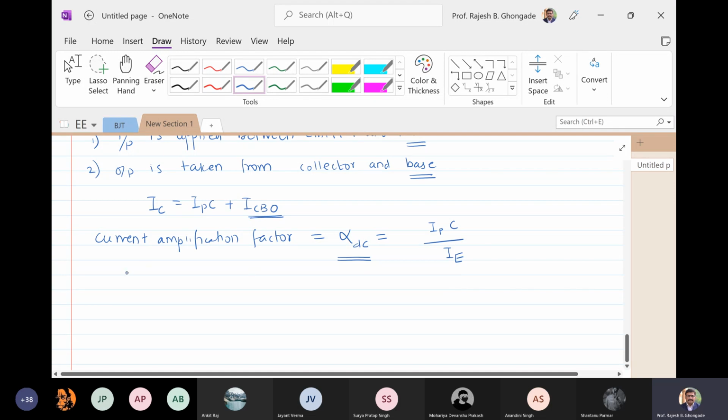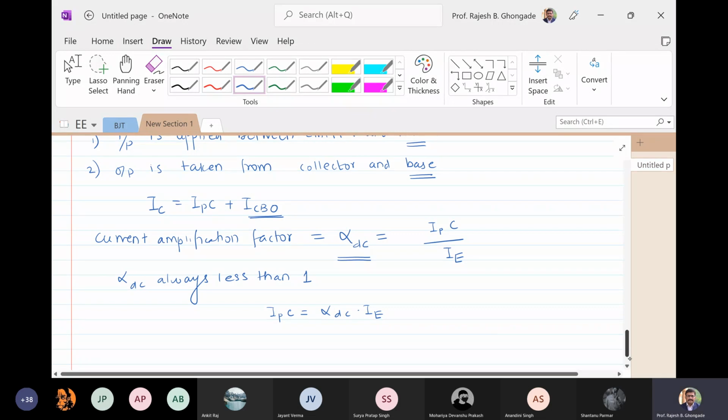And obviously alpha DC will always be less than 1. Okay? So I can write IC as alpha DC into IE.